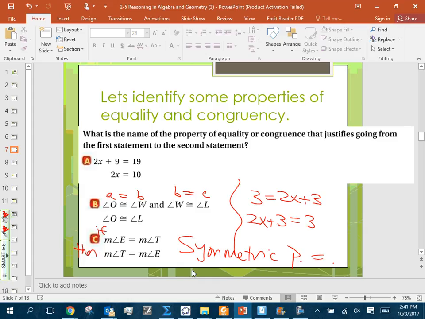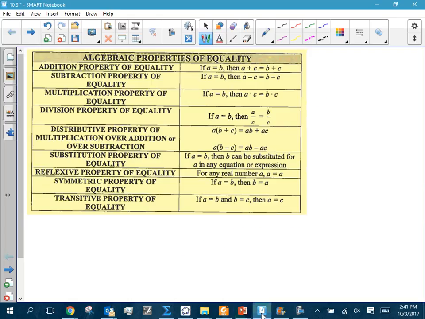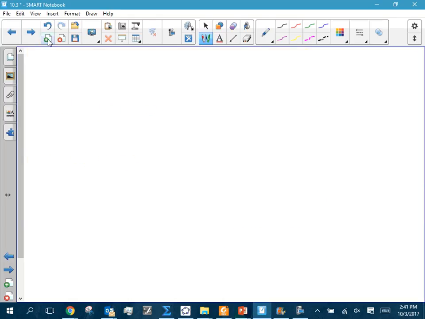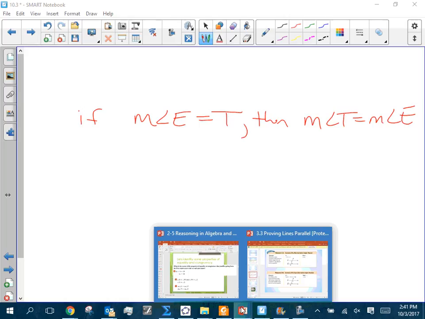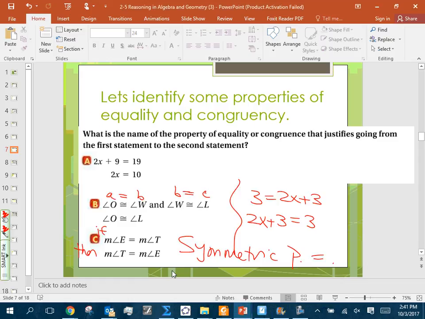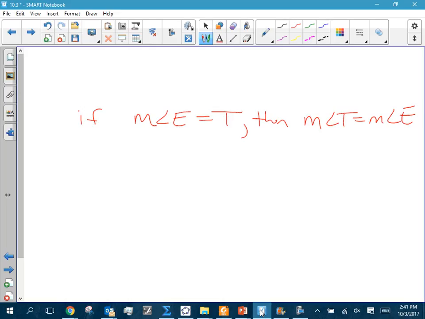If I have the phrase, if the measure of angle E equals the measure of angle T, then the measure of angle T equals the measure of angle E, because that's exactly what this is saying here. They imply the if and then. What I could do is put in a line of symmetry right there.